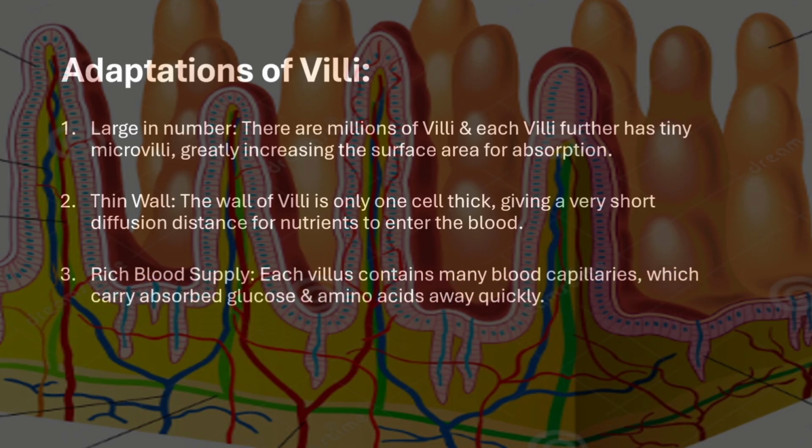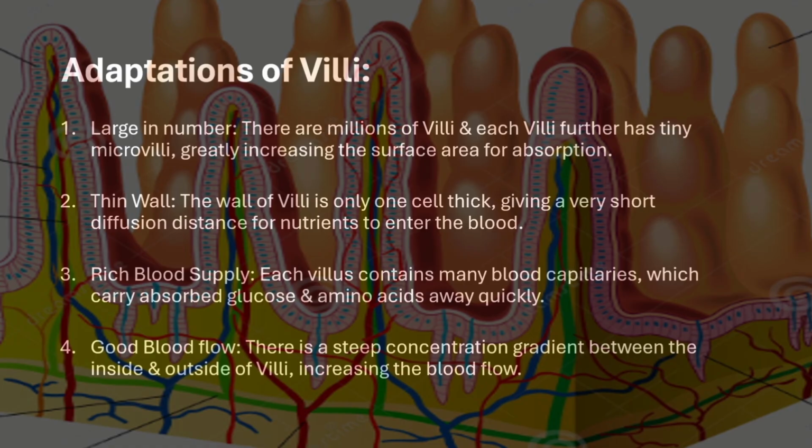Thirdly, there is a rich blood supply. Each villus contains many blood capillaries, which carry absorbed glucose and amino acids away quickly into our blood. Lastly, there's a good blood flow for the villi. There's a steep concentration gradient between the inside and outside of the villi, and the concentration gradient also affects the diffusion rate. So as it is steep, it will increase diffusion.